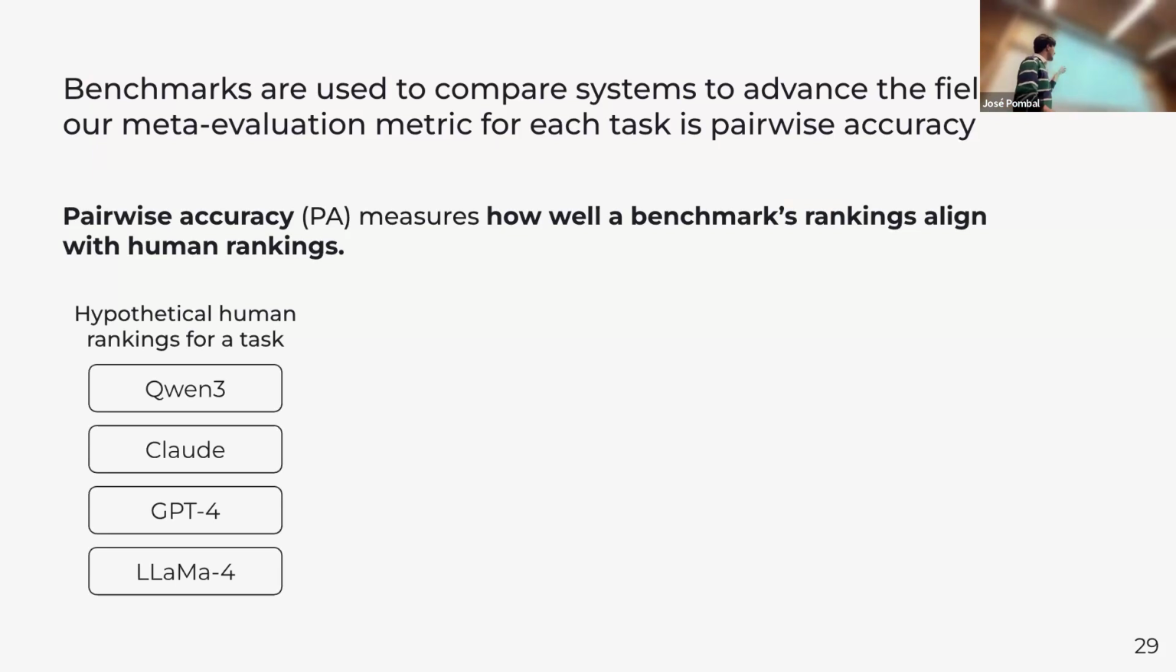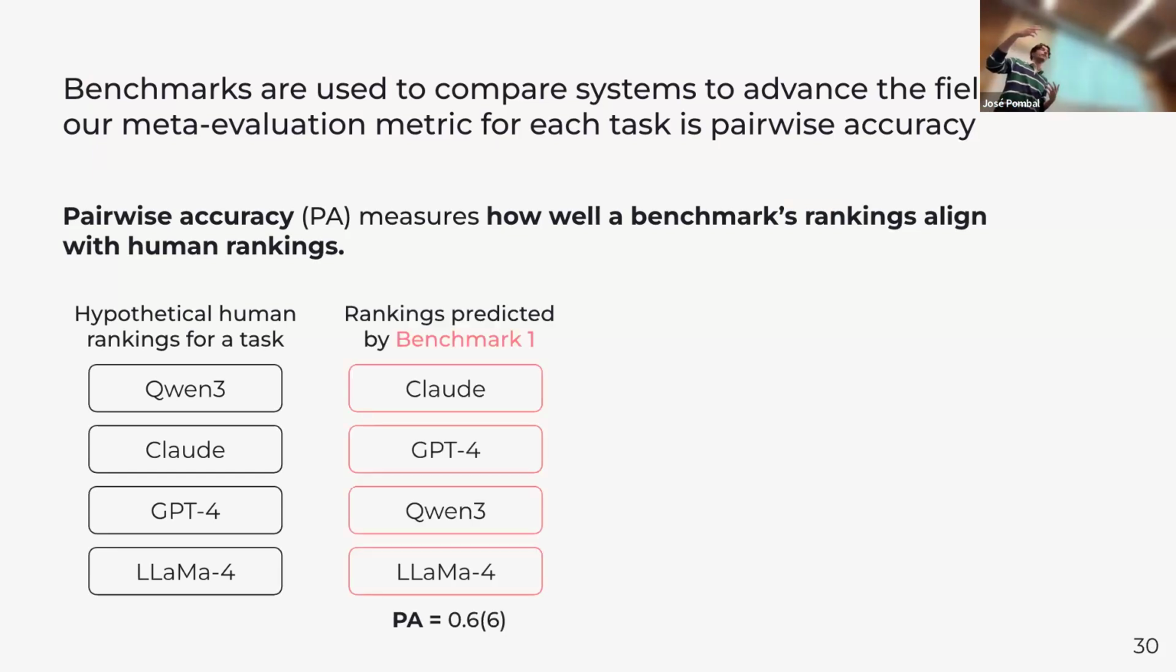In practice, let's say you have a human ranking like this for a task. It's Qwen, Claude, GPT, Llama. And you have a predicted ranking by a benchmark. So Claude, GPT, Qwen, and Llama. What you do to calculate pairwise accuracy is you take every possible pair of models. So Qwen, Claude, Qwen, GPT, Qwen, Llama, and so on and so forth. And you check whether the predicted ranking in the benchmark is the same as the human ranking. And if it is, you count one for the metric. If it's not, that's a 0. And then you take the average of that, and you get a value between 0 and 1.